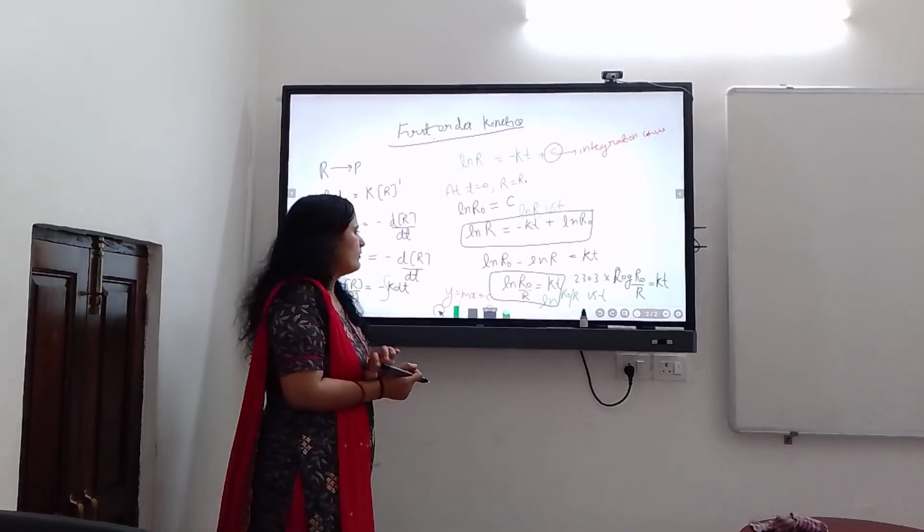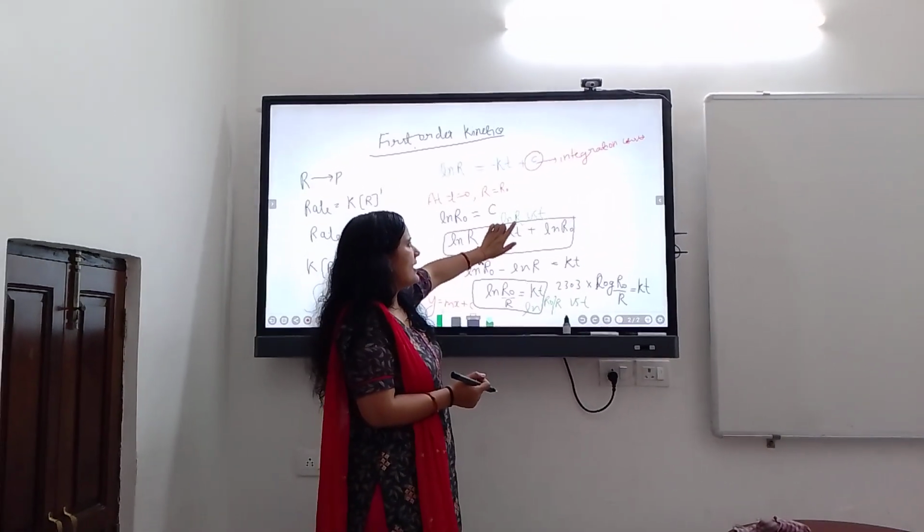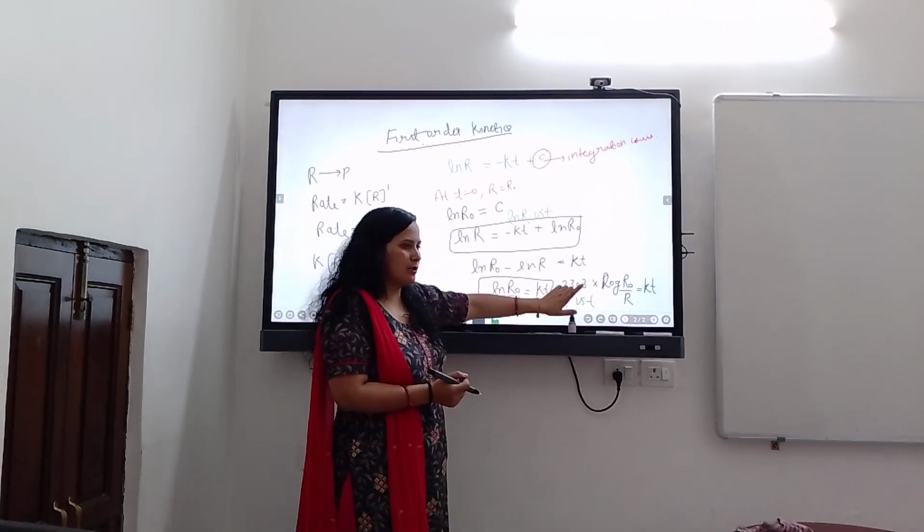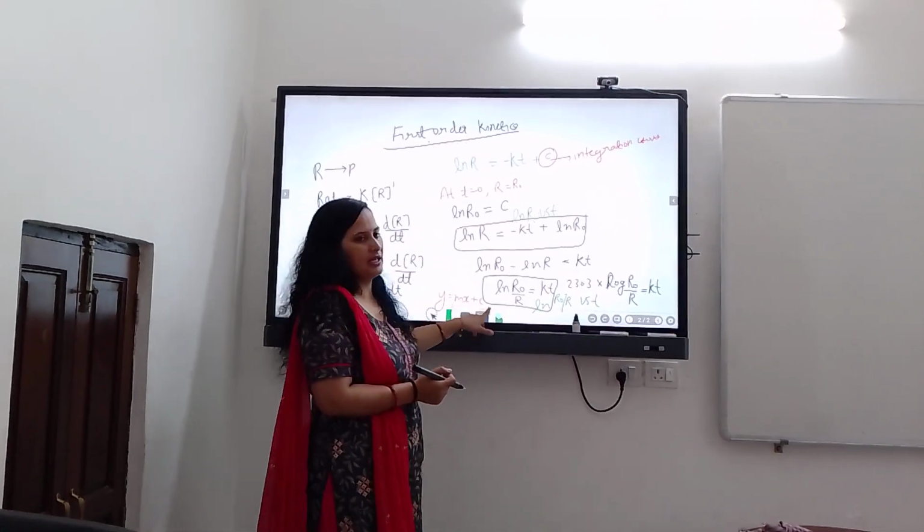Now your today's homework is to plot the graph of ln R versus t and ln R0 by R versus t by using this straight line equation.